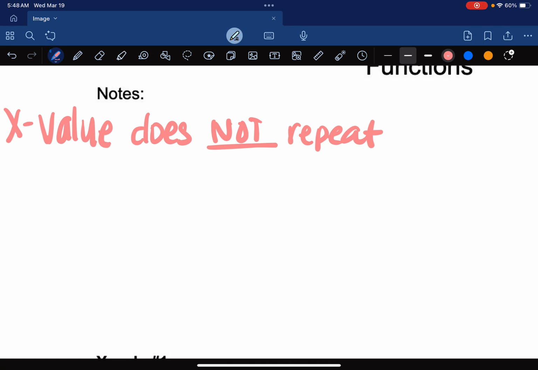One, the first way will be with coordinate pairs. So let's say we have, they're giving us coordinate pairs.